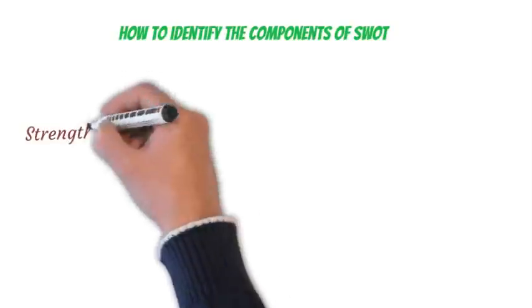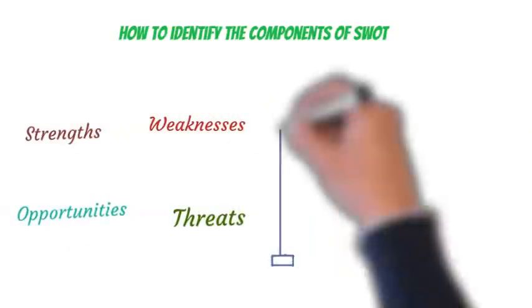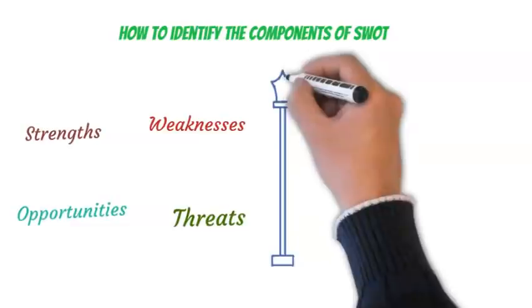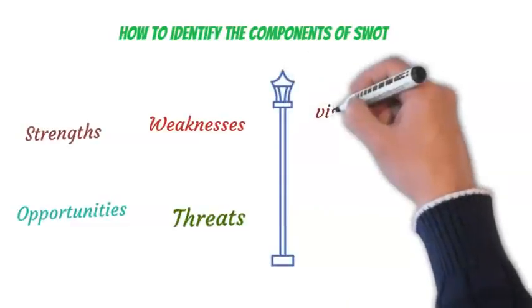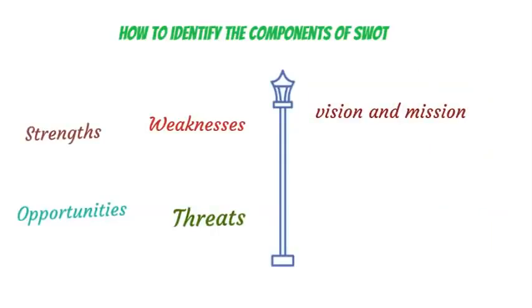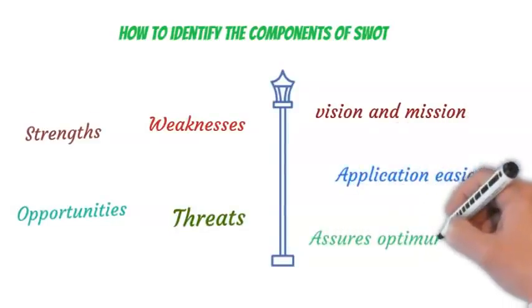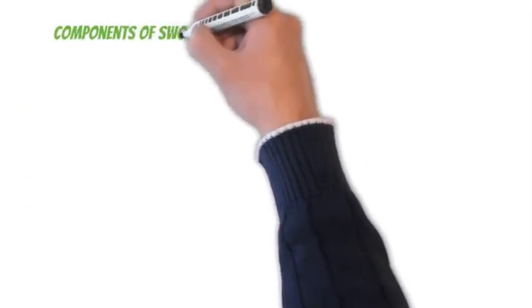How to identify the components of SWOT? The components of SWOT include strengths, weaknesses, opportunities, and threats. Prior to setting out for long-term planning, an organization is expected to have a vision and mission. This serves as the first step in identifying the components of SWOT. A lot has been explained on vision and mission in our previous session on business plan. Do check it out. Once an organization has a vision and mission, it makes SWOT analysis and its application easier, and assures optimum results.